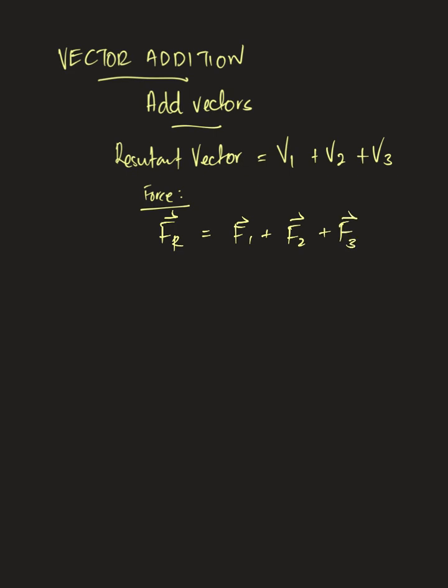If I'm working with acceleration, then I can say that AR, which is the resultant of acceleration, is equal to A1 plus A2 plus A3. That's how you write those formulas out. But have a look here. The only thing that we have is plus.